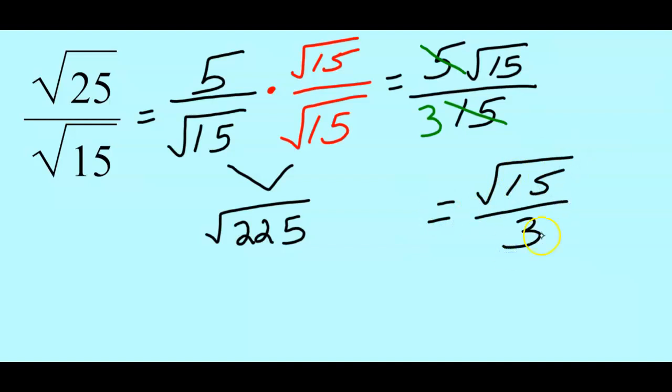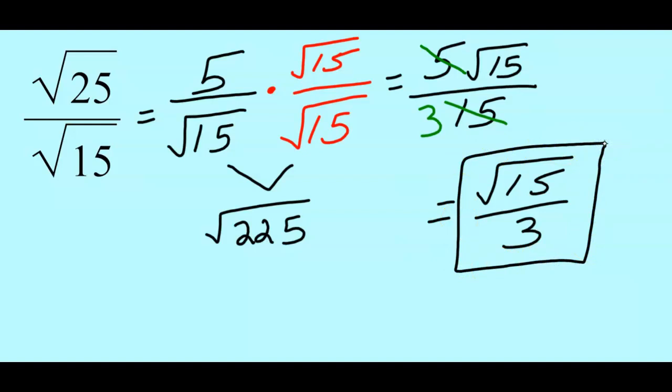Now, even though 3 does divide into 15, you can't simplify this because these are two different types of numbers. This 15 is a radicand. It's under a square root. This 3 is not. So they don't match. They're not the same types of numbers. So you cannot simplify them. They would have to either both be under the square root or both be out of a square root. So this is your final answer.